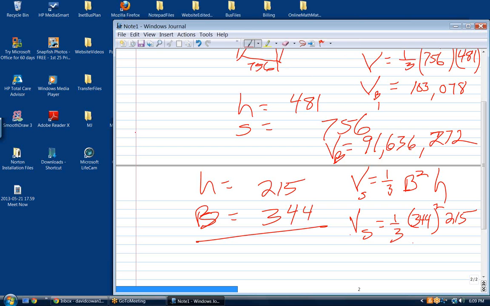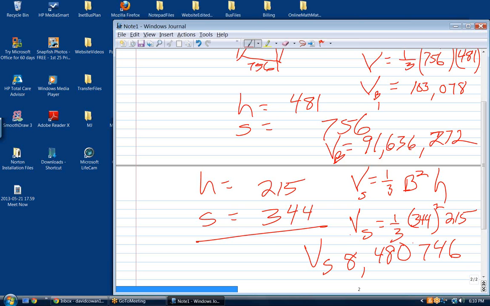Okay, so this turns out to be 8,000,000, 480,746 and change. Okay, so notice the difference between the volume of the big one that was merely a little more than twice as high, and the side length of the big was just a little more than twice the side length of the small. And yet the volume is more than 10 times as big.